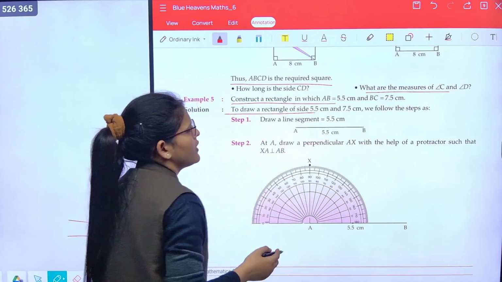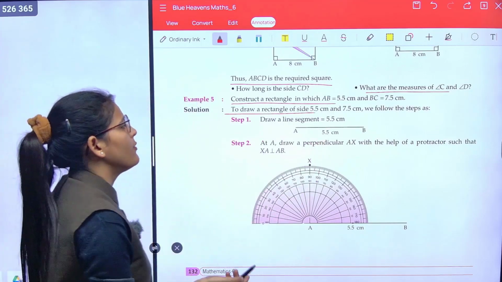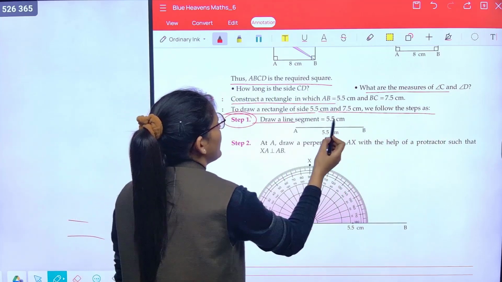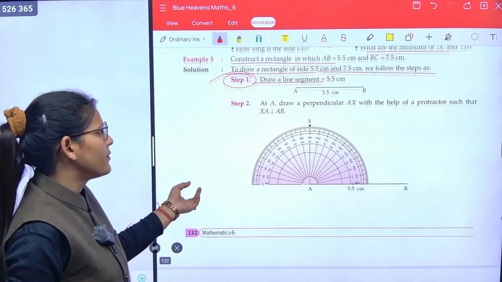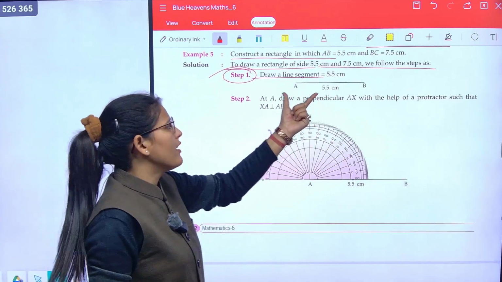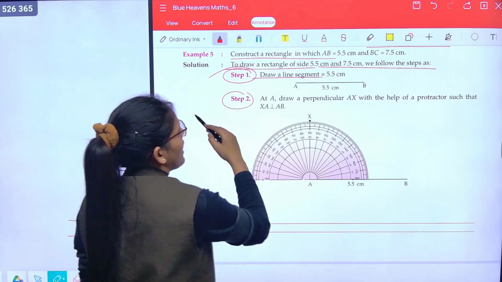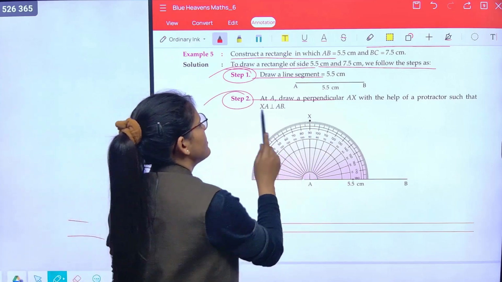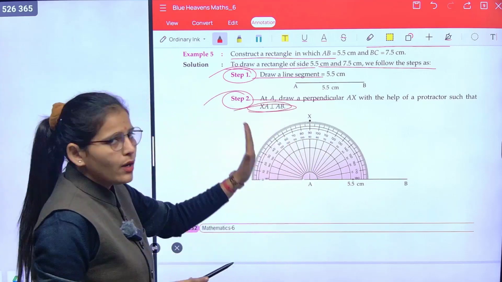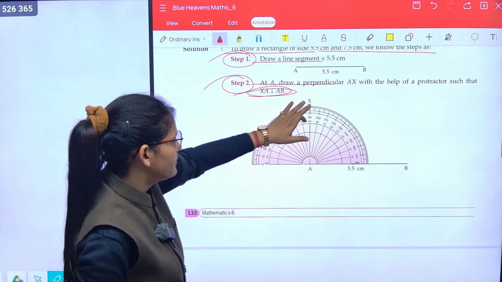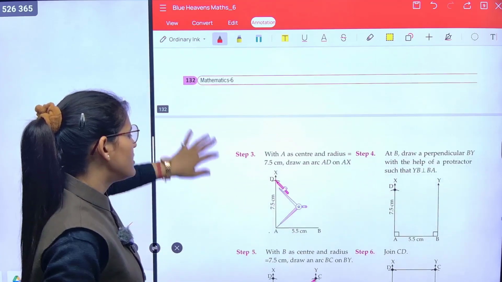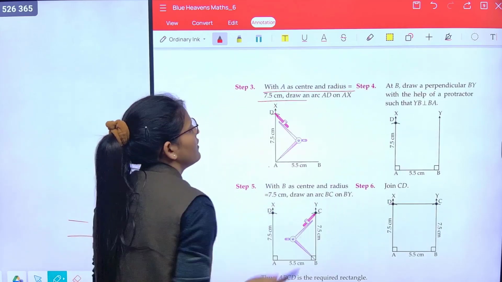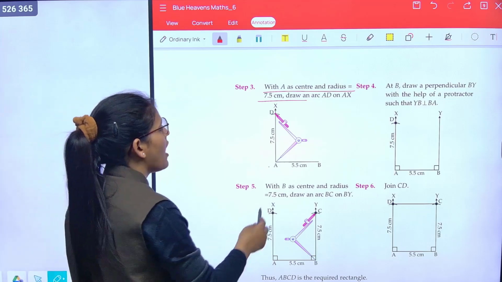To draw a rectangle of side 5.5 centimeter and 7.5 centimeter, we follow the steps as. Step 1, draw a line segment 5.5 centimeter. सबसे पहले हमने एक line segment draw किया 5.5 सेंटीमीटर. And step 2, at A draw a perpendicular AX with the help of a protractor such that XA perpendicular AB. You can see here. Now step 3, with A as center and radius is equal to 7.5 centimeter, draw an arc AD.